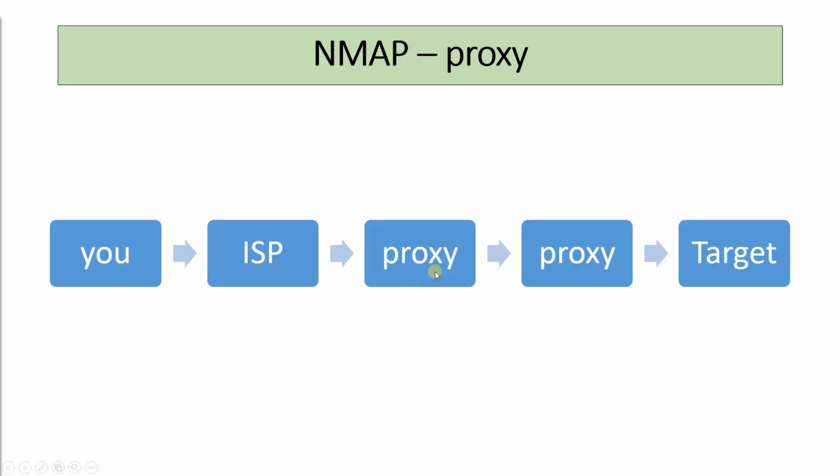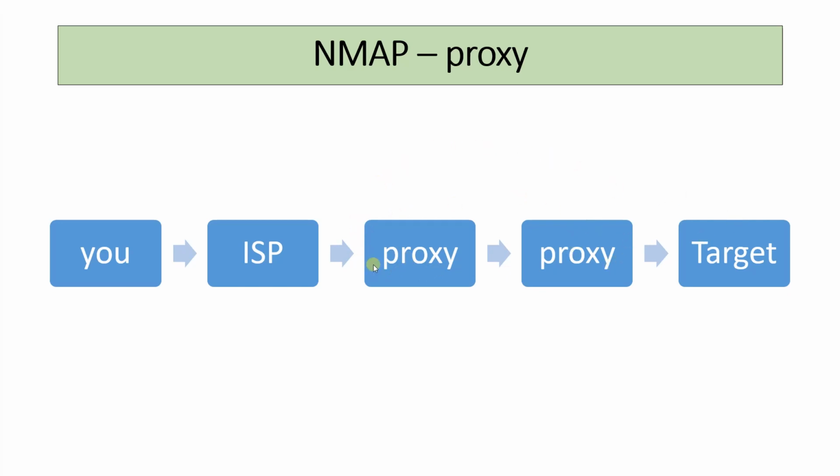So the proxy is just a computer on the internet that lets you hop through it to go to another computer. So let's say this is you, and this is your internet service provider. That's going to be your Time Warner or your Xfinity or CenturyLink or VSATs or whatever internet service provider you might have. And then you go to a proxy. Then from the proxy, go to another proxy, and then you go to the target.